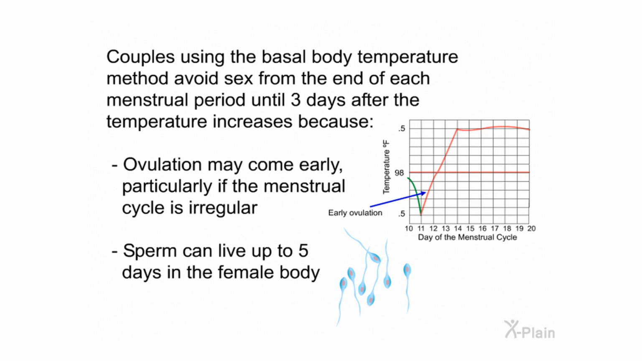Couples using the basal body temperature method avoid sex from the end of each menstrual period until 3 days after the temperature increases because ovulation may come early, particularly if the menstrual cycle is irregular. Sperm can live up to 5 days in the female body.